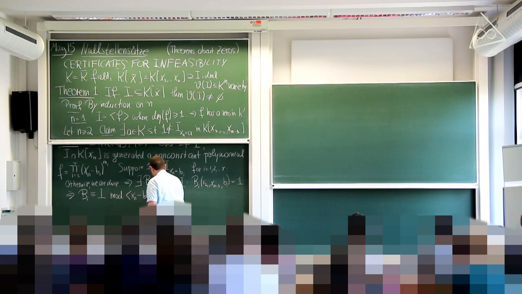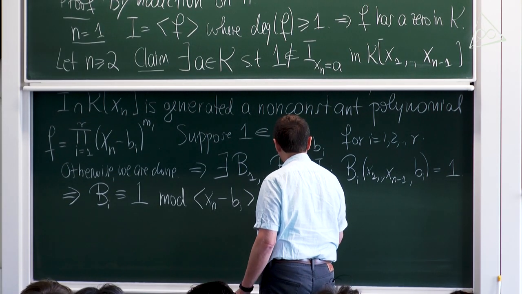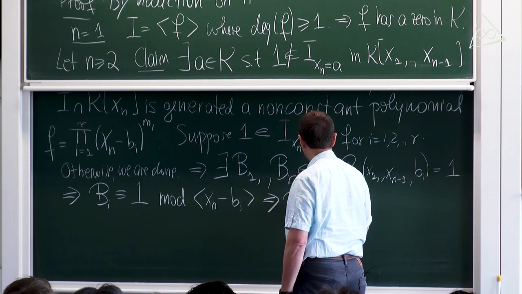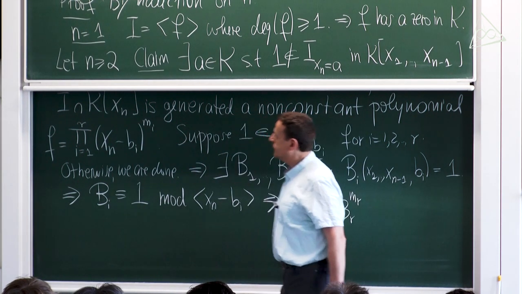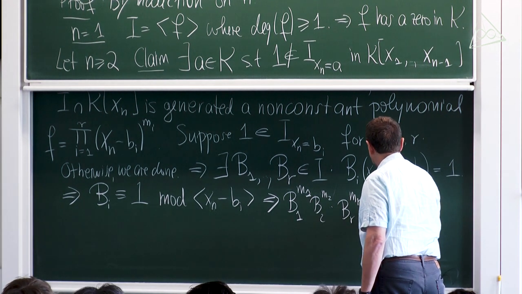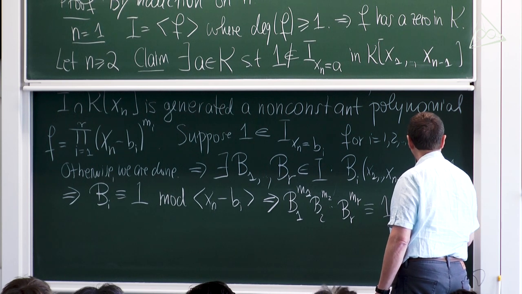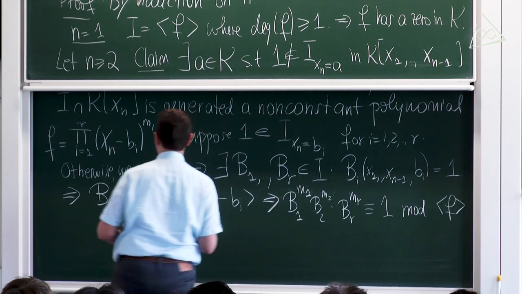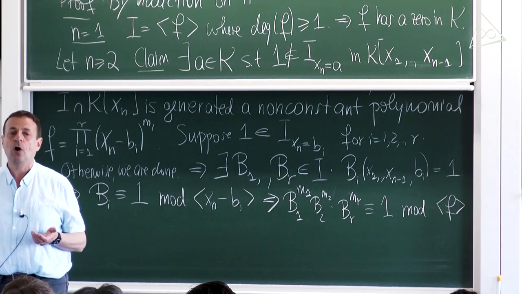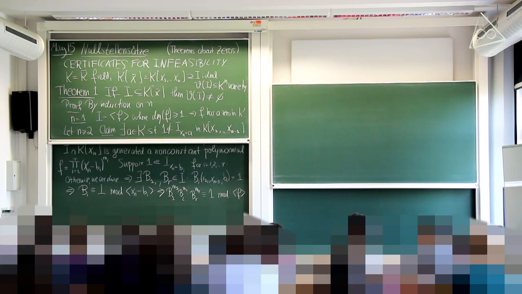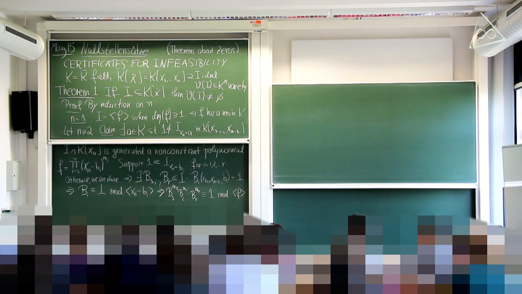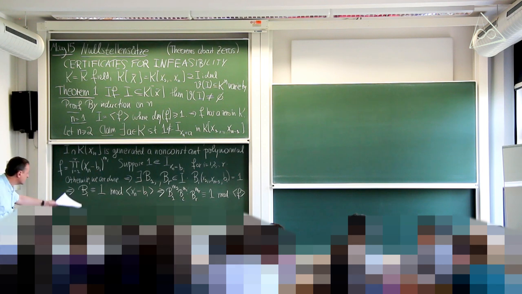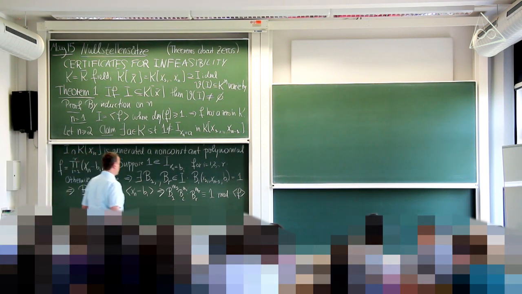Now from this, I claim we can conclude that B1 to the M1, B2 to the M2, up to BR to the MR, so we're gathering the exponents from here, that this product is in fact also congruent to 1, now modulo F, right? So F is the product of these things. I claim I can multiply these congruences, and that's the Chinese remainder theorem. For example, in the integers, if something is congruent to 1 mod 7 and also congruent to 1 mod 8, then the product will be congruent to 1 mod 56, okay? So this is the Chinese remainder theorem, but now we're done.